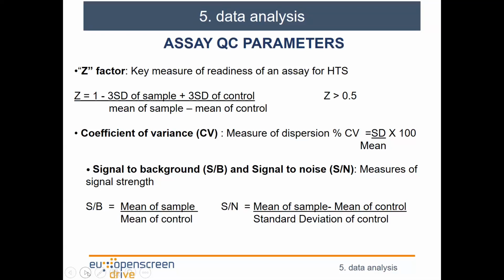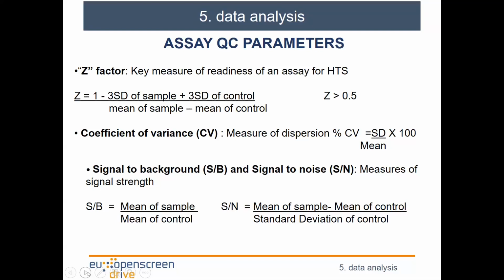If it does not reach higher than 0.5 for a plate, this means that we should not consider this plate as valid for our campaign, and we need to repeat it. This is very important when we evaluate and do a large screening campaign.